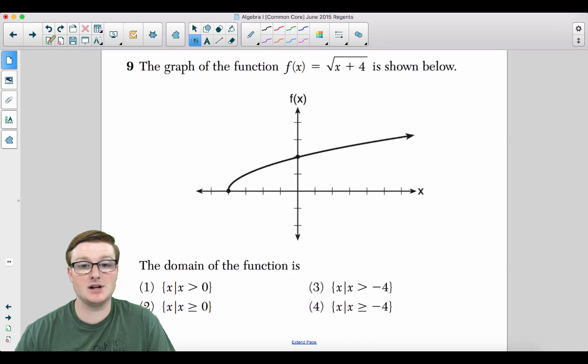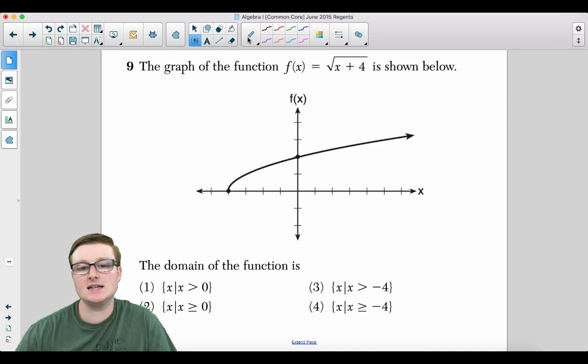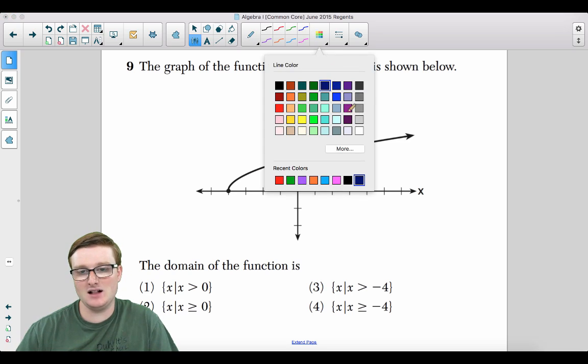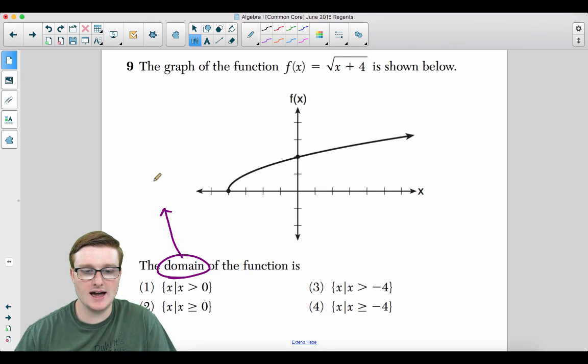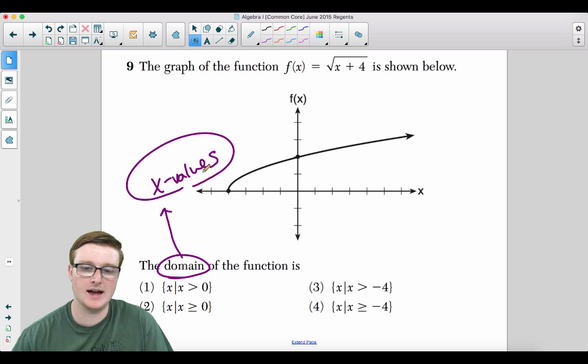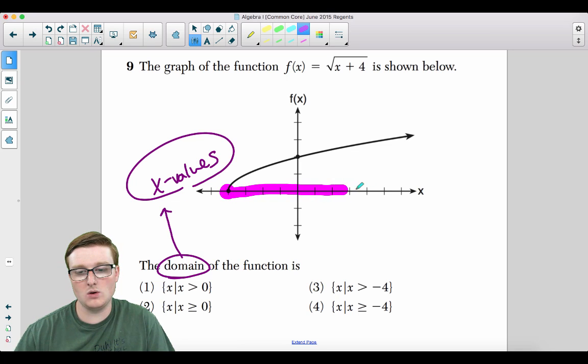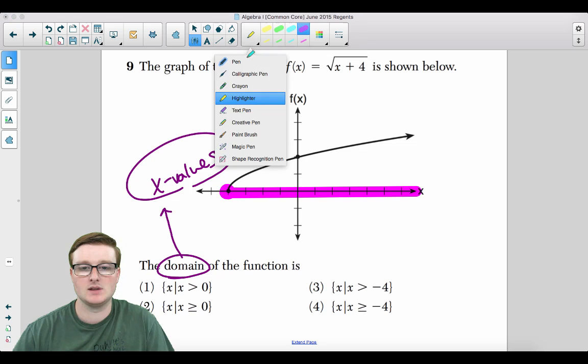All right. Number 9. The graph of the function f of x equals the square root of x plus 4 is shown below. The domain of the function is what? So the domain, remember, are your x values. The domain is your x values. Okay, so basically what we're going to do here is this is your domain from here all the way to this end.